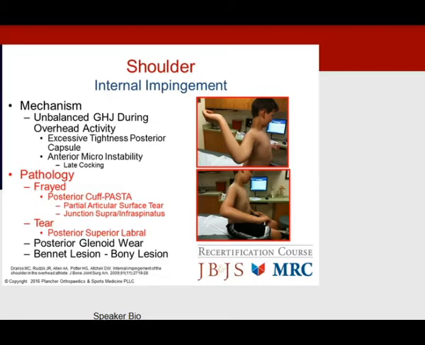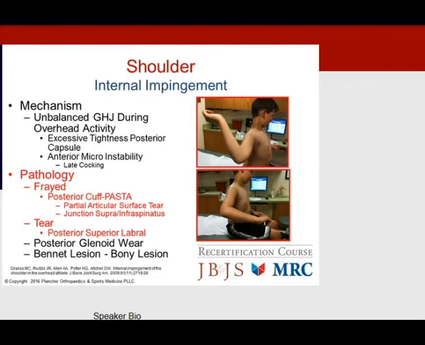Internal impingement is a mechanism of an unbalanced glenohumeral joint. Notice on this young man, he has an arc of range of motion, but he has excessive tightness of the posterior capsule. He has a frayed posterior cuff with a partial articular surface tear at the junction of the supraspinatus and the infraspinatus. The tear is usually seen at the posterior superior labrum.